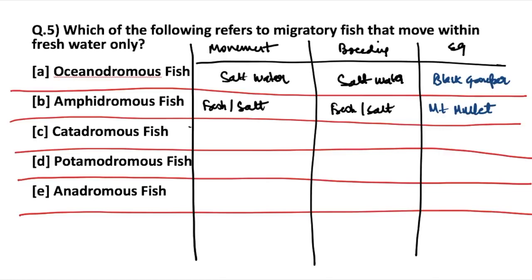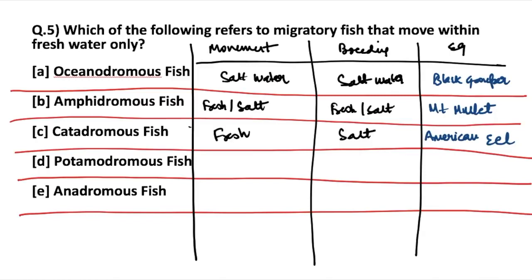For catadromous fish, these are the migratory fish that live in the fresh water but they breed in the salt water. And what could be the example of this? So American eels, mostly eels are considered to be this. The European eel, American eel, they are considered the example of catadromous fish.